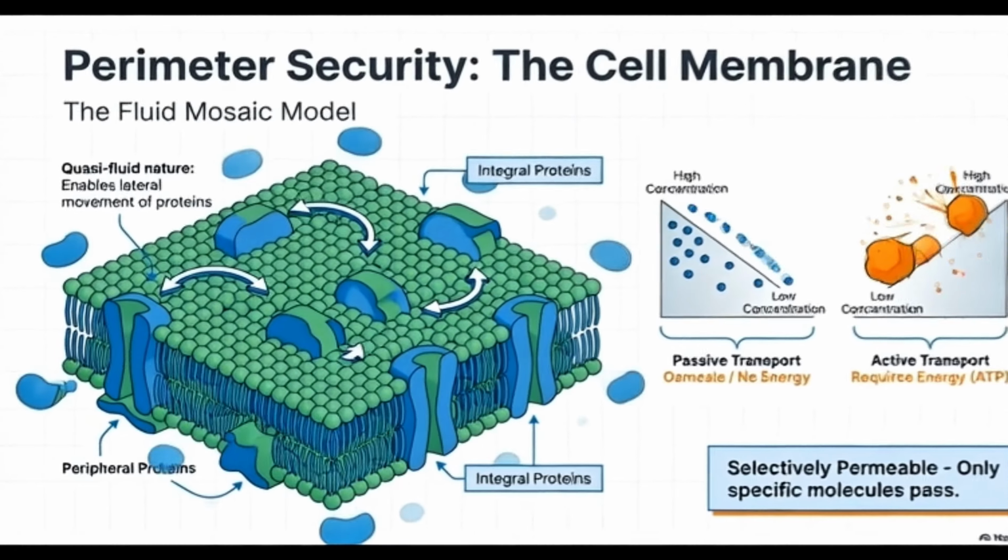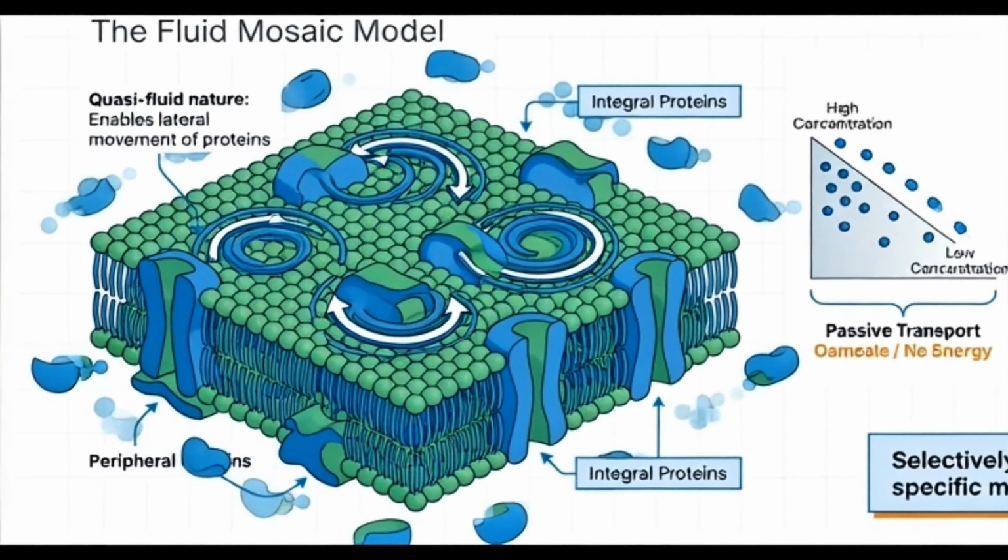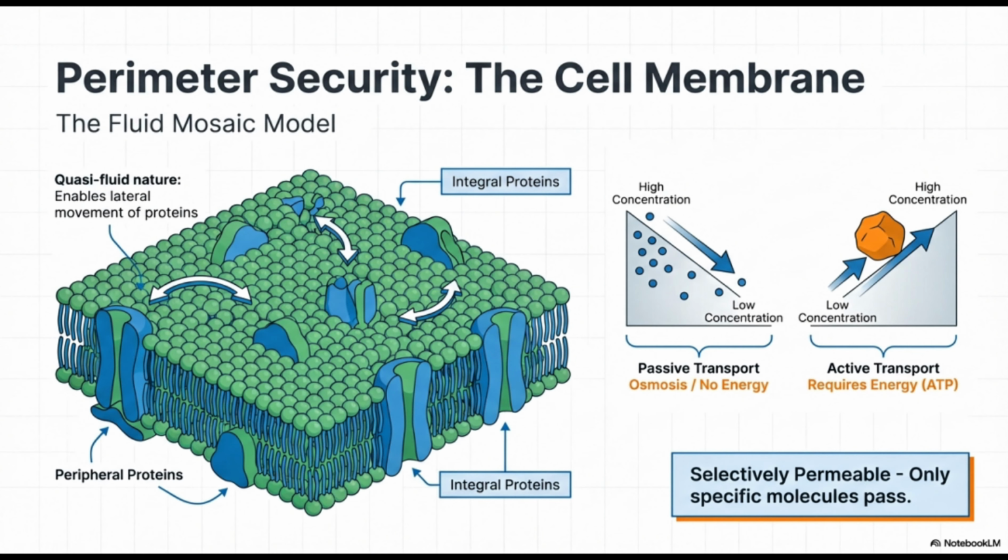One of the most important parts of a cell is the cell membrane. It works like a gatekeeper. It controls what enters and what leaves the cell. The membrane follows the fluid mosaic model, a flexible layer of lipids with proteins moving inside it. The cell membrane is selectively permeable, meaning only certain substances can pass through.